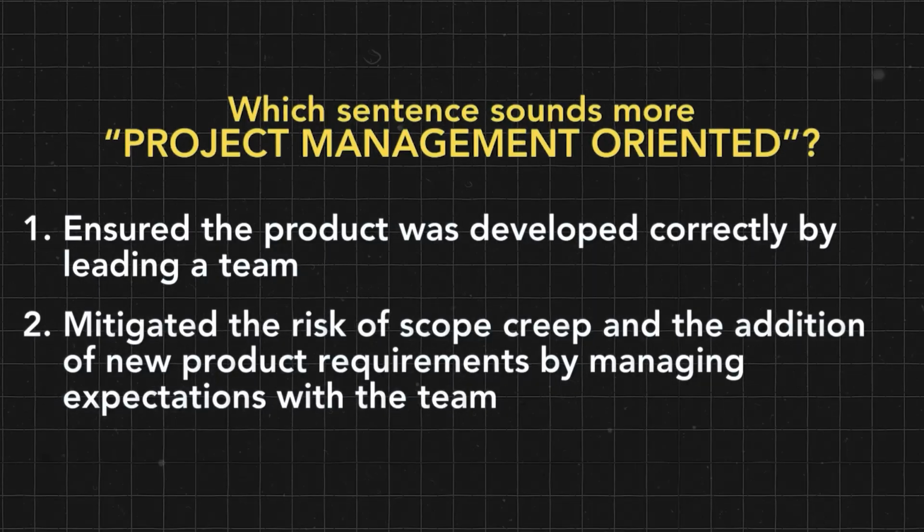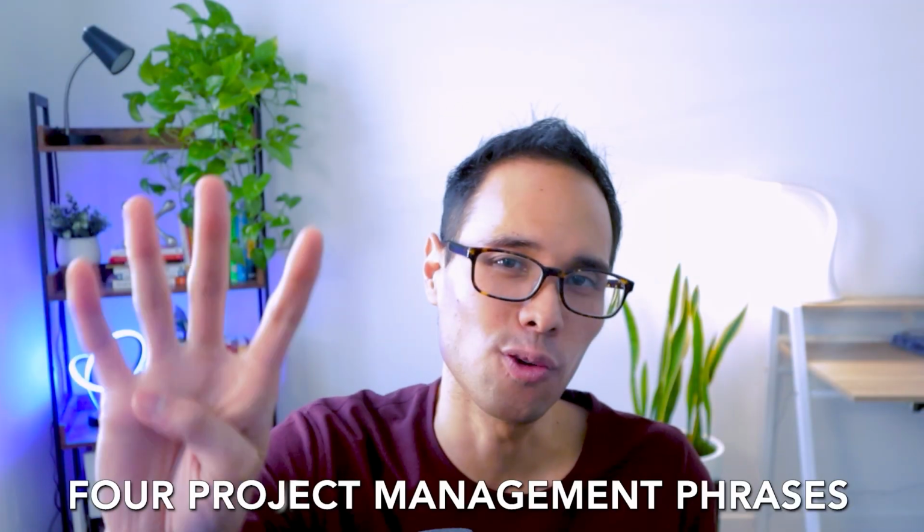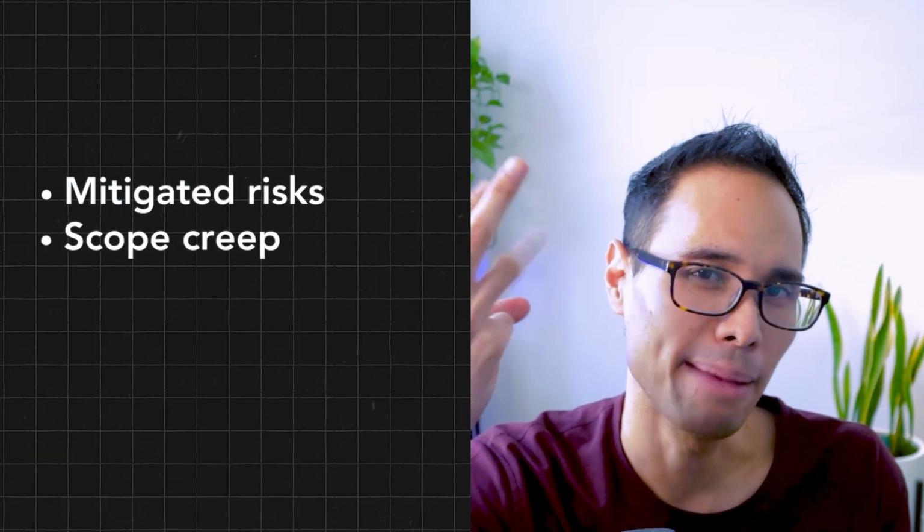All right. Now, if you said option 2, then my friend, you got it correct. And the reason why is because I used 3 project management phrases. You ready? Mitigated risk, scope creep, and managing expectations. So as you write out and review your application, have you used PMBOK terminology for each of your projects? And if you haven't, where can you insert the project management words to put that oomph into your application so it sounds more project management oriented?